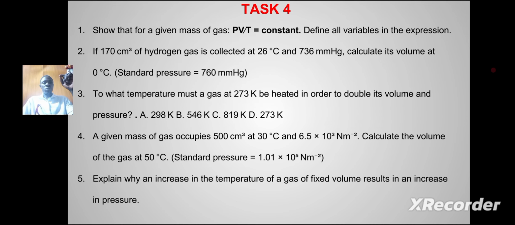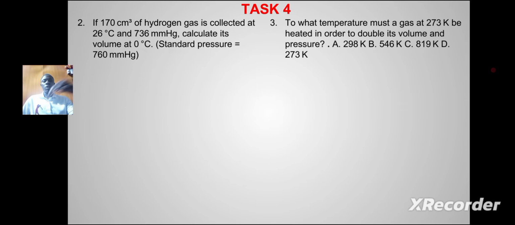The first question says, show that for a given mass of gas, PV over T is equal to a constant. Define all variables in the expression. This is basically what we did in the previous section, so you can refer to it to get a better understanding. There's no point watching the video if you don't have a firm grasp of this concept.